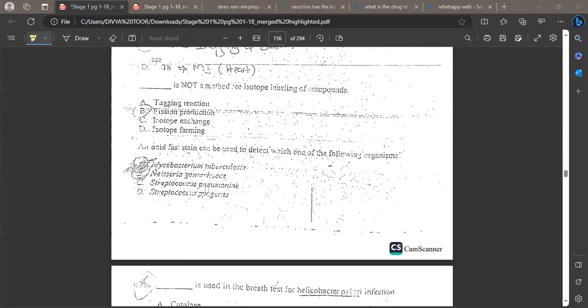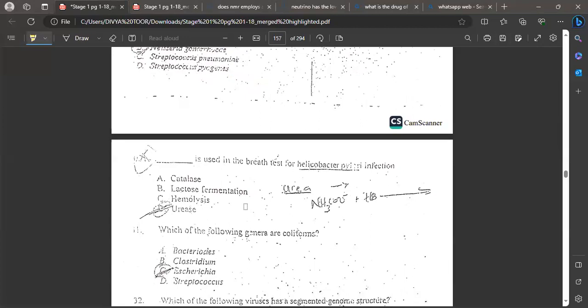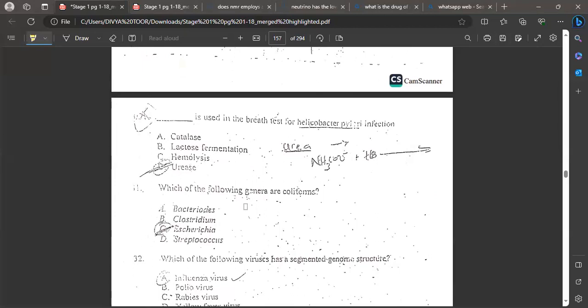Okay, so this is: an acid-fast stain can be used to detect which one of the following organisms? I think TB as well. Yeah, TB. Yeah, okay. Next: urease is used in the breath test for Helicobacter pylori infection. Urease, yeah, but I didn't know the answer to the question.